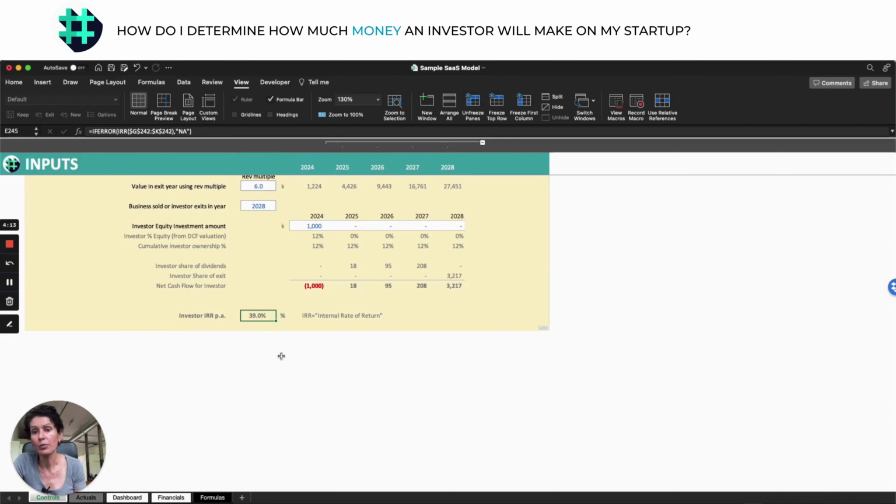And it gives both you and the investor a sense of what is the potential return on my $1 million investment into this startup. I hope that's helpful.